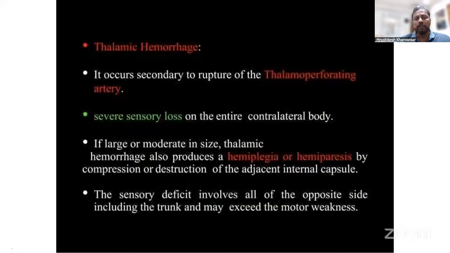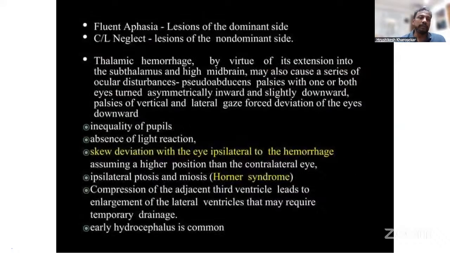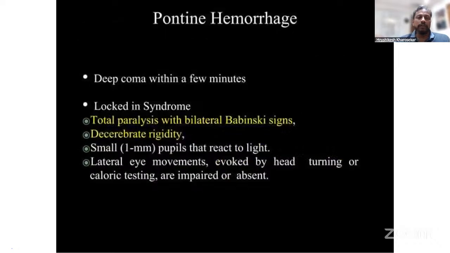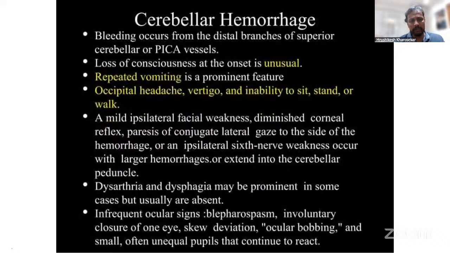Thalamic hemorrhages are due to rupture of thalamoperforating arteries. They usually present with severe sensory loss. A large or moderate size thalamic hemorrhage, which can be pressing on the internal capsule, can also sometimes present with hemiplegia or hemiparesis. The other presentations in thalamic bleed can be fluent aphasia, contralateral neglect, or eye signs. Pontine hemorrhages usually present with deep coma within minutes or locked-in syndrome, decerebrate rigidity.